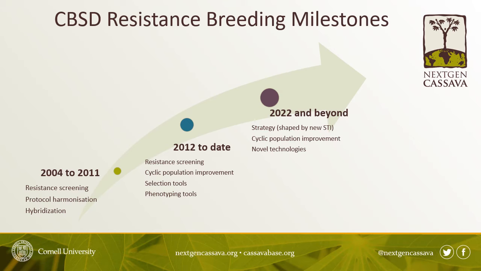Now in 2020 and beyond, of course, cyclic population improvement will increase, and some novel technologies that have been proven elsewhere could be adopted, but also having a strategy of CBSD breeding that is informed by new knowledge and maybe new tools, which when combined together will help us to sustainably breed for brown streak resistance.